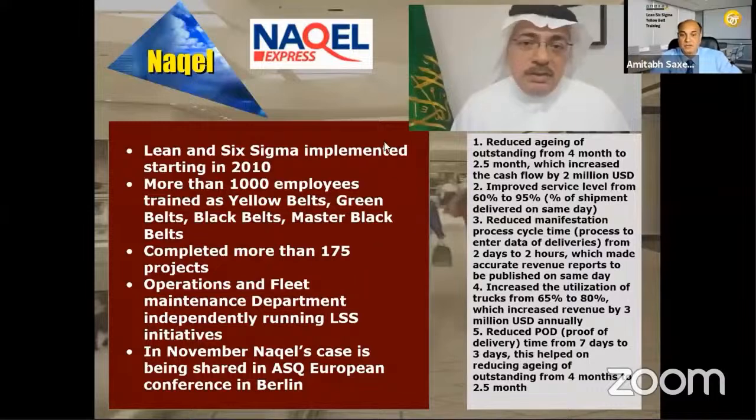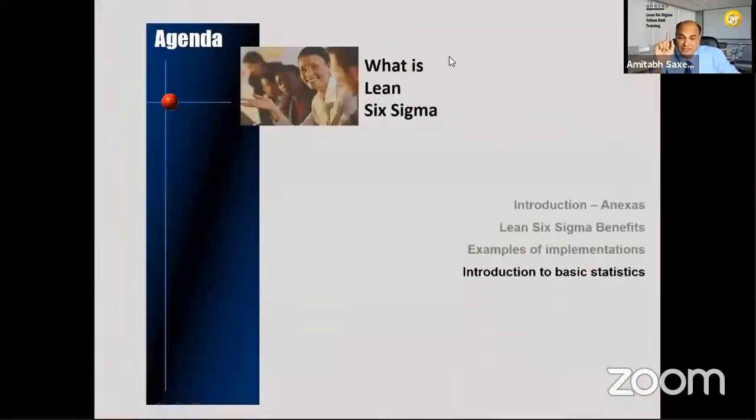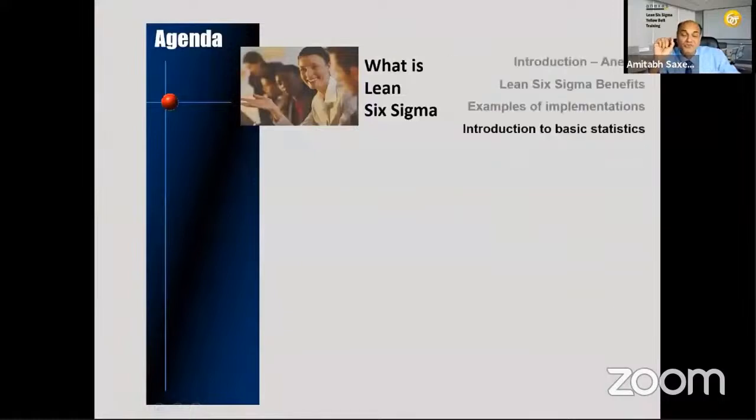Okay, so it really pays you to do and learn these tools. So now you're motivated. Now here is a statistical dose for you. I just want to tell you that whatever you're going to learn is of really great benefit. So let me introduce you to some basic statistics.